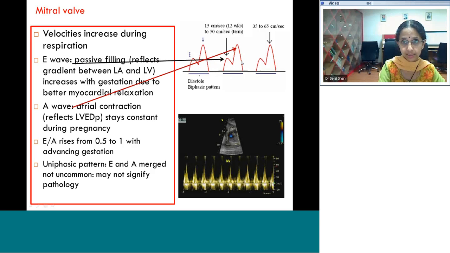So this is important. The E wave velocity is lesser than the A wave velocity, and the E wave velocity is something which increases during pregnancy. The A wave remains constant. E wave velocity increases, and then the E/A ratio becomes closer to 1. As we can see here in the Doppler, the E and the A across the mitral valve flow is only during diastole, no flow during systole. Sometimes you may have a merging of E and A waves. Now, it may be just physiological, but whenever you have pathological problems, also a monophasic pattern can be seen.